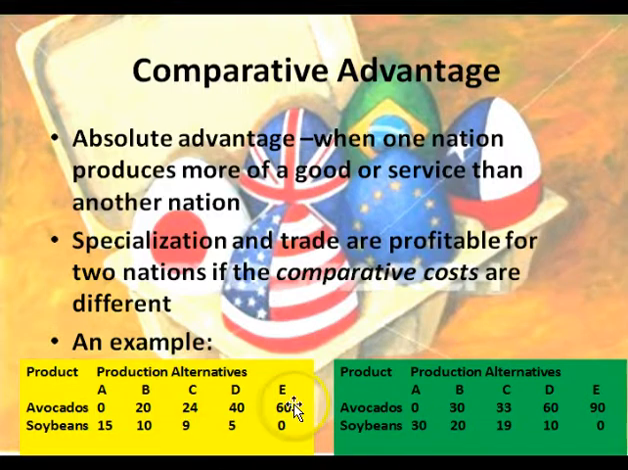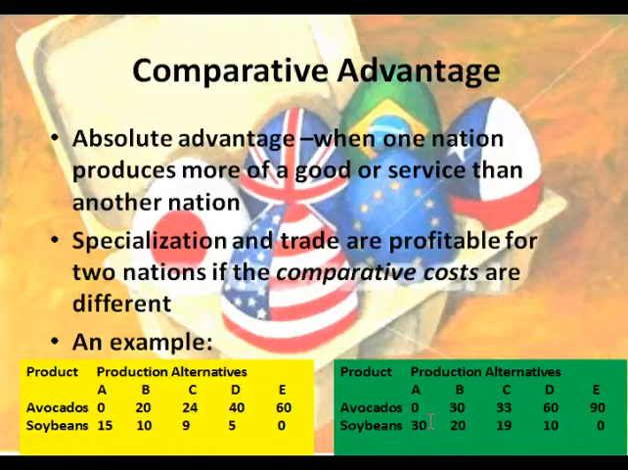So if we look here, Mexico has a maximum production level of 60 tons of avocados, whereas the United States has a maximum production level of 90 tons. That means that the absolute advantage belongs to the United States in terms of avocado production. That doesn't mean that the comparative advantage belongs to the United States. If we look over here at soybeans, Mexico can produce a maximum of 15 tons of soybeans, and the United States can produce 30 tons of soybeans. So again, the absolute advantage belongs to the United States. But it is possible that both nations would gain from trade if they decided to specialize in trade.